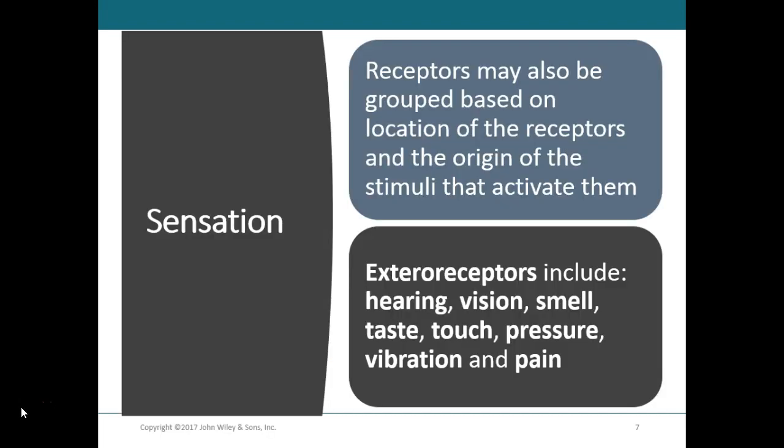We can also group or classify receptors based on the location of the receptors and the origin of the stimulus that activates them. So exteroceptors are located at or near the external surfaces of the body. They're sensitive to stimuli that originate outside the body and provide us with information about the external environment. So the sensations of hearing, vision, taste, smell, touch, pressure, vibration, temperature, and pain are all detected by exteroceptors.